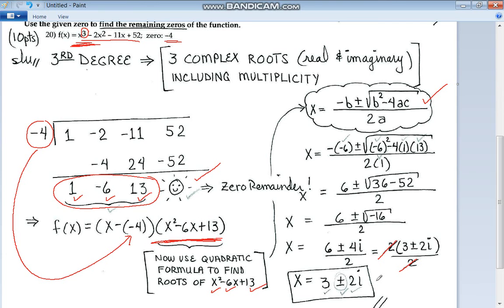What are those? Those are our remaining zeros for this third degree polynomial. They gave us a 0, x equals negative 4, and we knew it was a third degree polynomial, so it had to have 3 roots, or at least 1 more with multiplicity 2. Right? So it turns out that we did get 2 more. We got 3 plus or minus 2i, 1 with a plus, 1 with a minus, and we're finished.